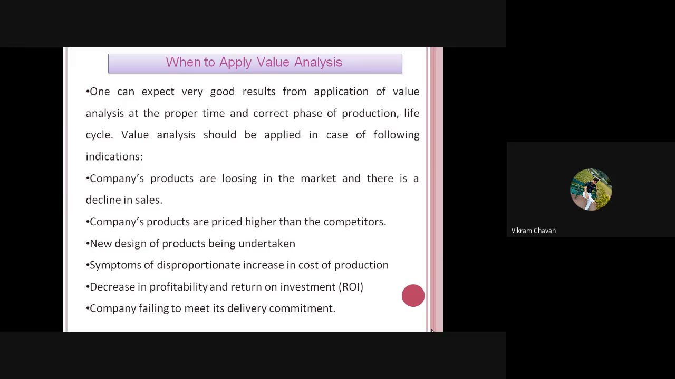So these are the indications when one has to apply the value analysis for certain or particular products. Okay, have you written this? Shall I move ahead to the next point?